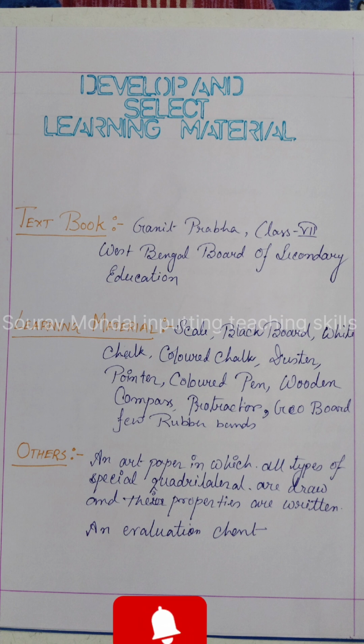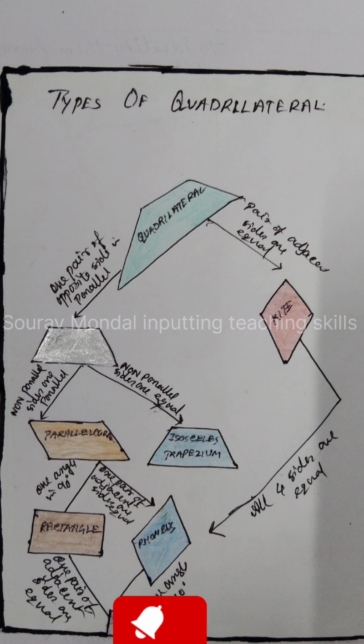Next, my chart is about types of quadrilateral. Here I take first of all a quadrilateral, then when a pair of adjacent sides are equal, that is a kite, then when all sides are equal, it will form a rhombus. And from a quadrilateral, when one pair of opposite sides is parallel, it will form a trapezium.